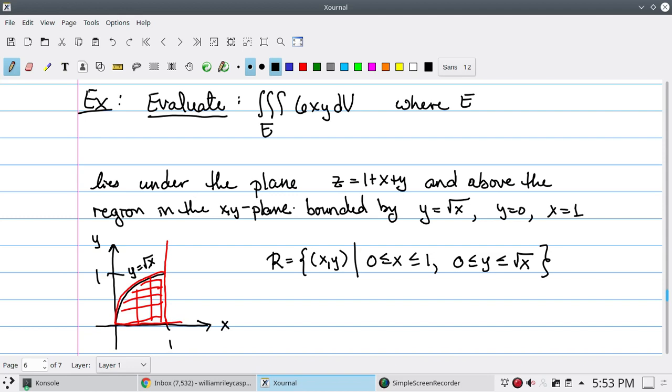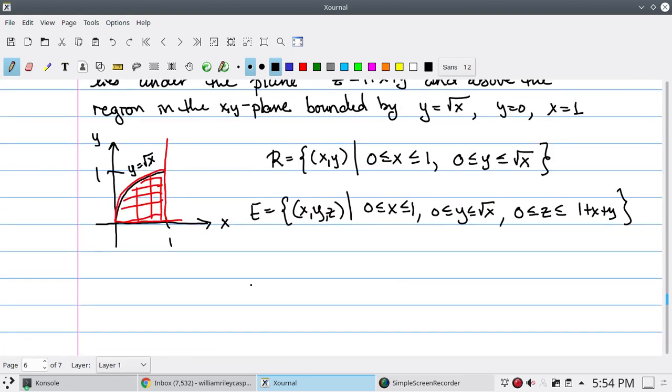Z went between this region in the xy plane, so z equals 0, and this plane z equals 1 plus x plus y. So the total description of the solid region E that I'm going to be integrating over is the collection of all triples x, y, z, such that x is between 0 and 1, y is between 0 and the square root of x, and z is going to go between 0 and that plane 1 plus x plus y.